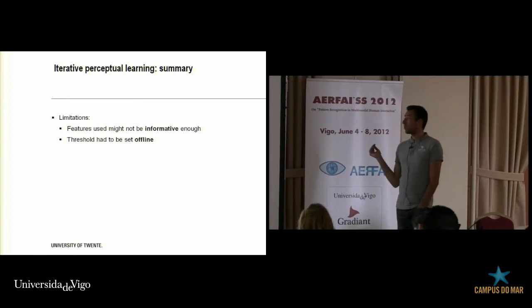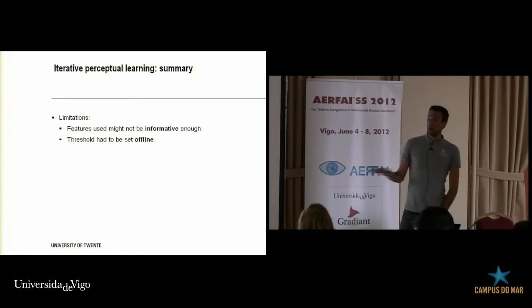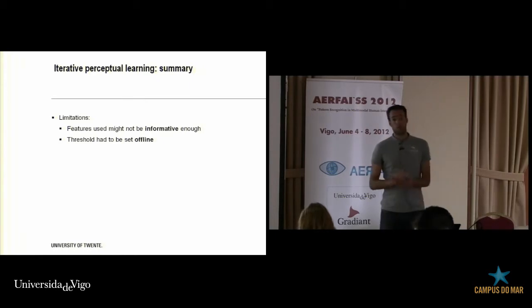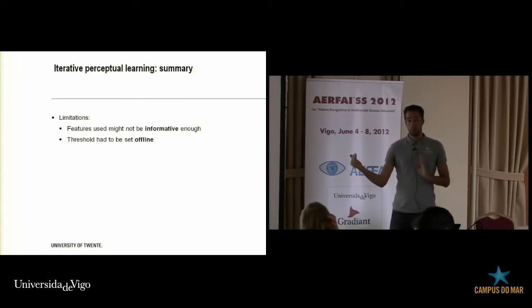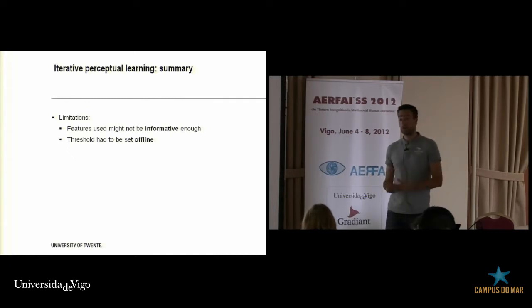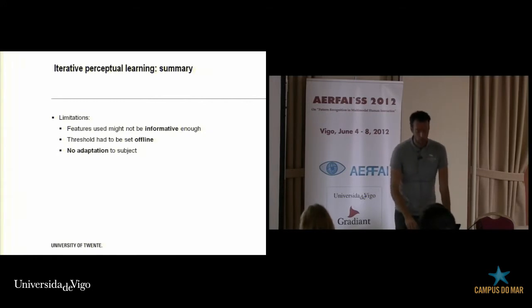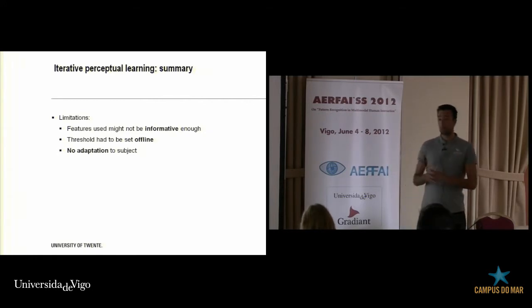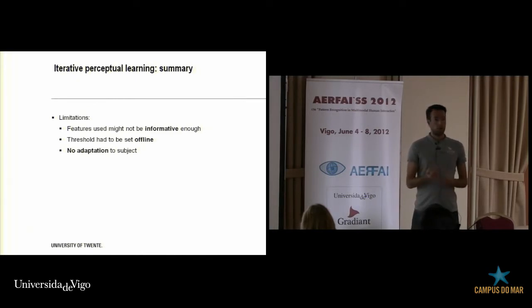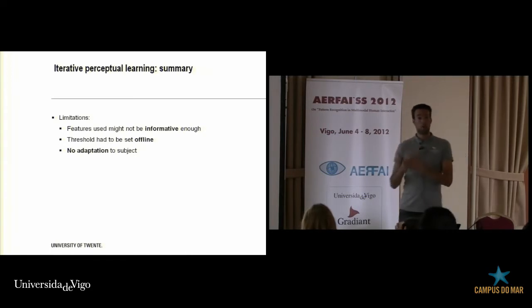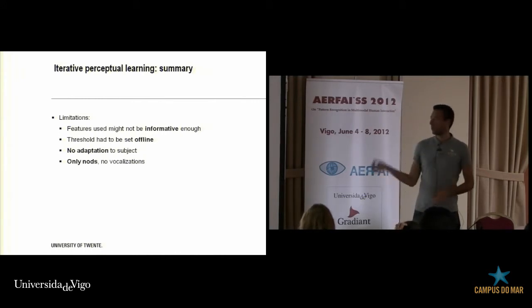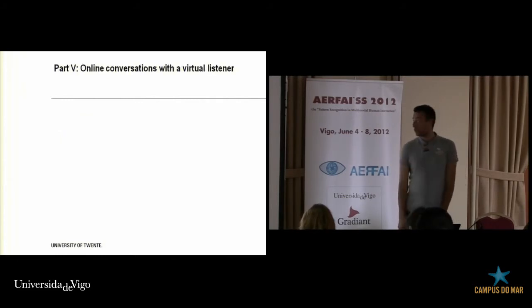Also, we had to set the threshold offline. So this kind of study we could only do by setting a threshold offline and then generating behavior for a whole fragment. That also gives limitations if we want to apply this kind of work in an online setting. And there was no adaptation to the subject. There were some conversations that were really bad, and some that were actually quite good. Probably the bad ones could be dealt with if we could do some adaptation, probably with the threshold. And there were only nods, and we didn't do any vocalization. So these are limitations that we should address.